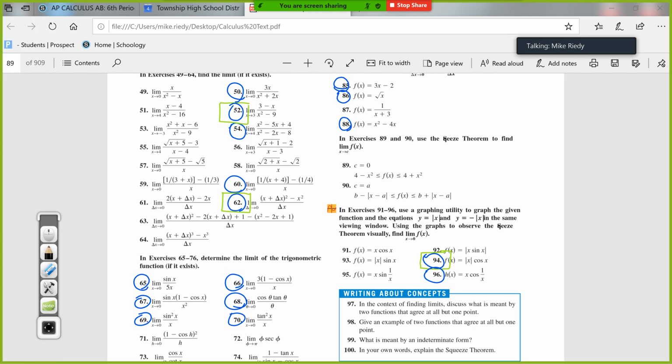All right, let's talk about some of the other problems. Number 60. You can do that a couple different ways. What I would do is get rid of the fraction within a fraction. So I would multiply the top by 4 times x plus 4 and simplify that, then take the limit. Whenever possible, I'm going to get rid of fractions by multiplying by the denominator.